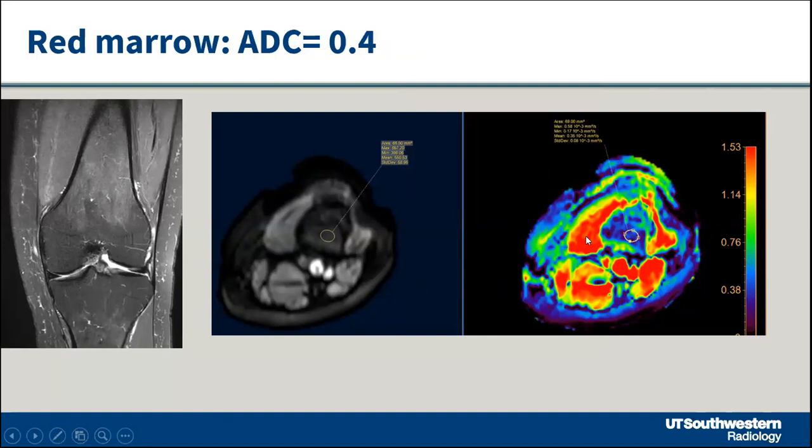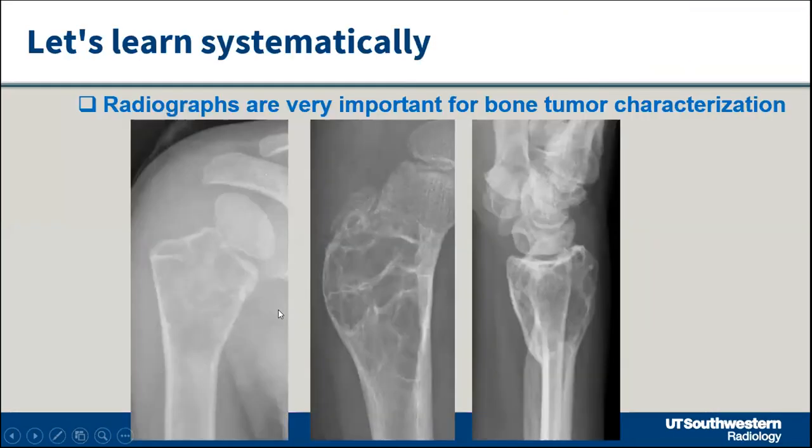The muscles have a little more diffusion. So this is 1.5 here, red. So you can see the muscle is red. That's the muscle diffusion normal. And bone is low, obviously. It's 0.4 ADC. So let's look at bone tumors.